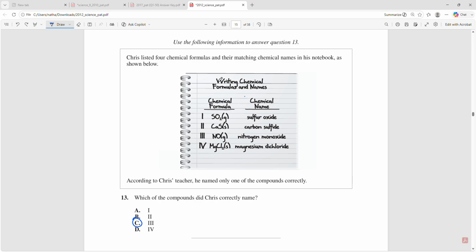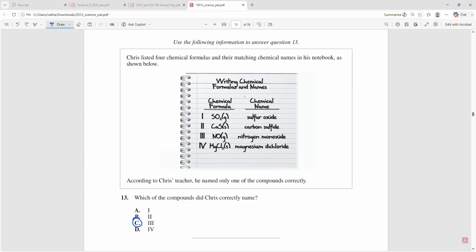Okay, let's continue on. Question 13. Chris listed 4 chemical formulas and their matching chemical names in his notebook as shown below. According to Chris's teacher, he named only one of the components correctly. All right, let's look at them one at a time. And then it's asking which did he name correctly? SO2, and they wrote here sulfur oxide.